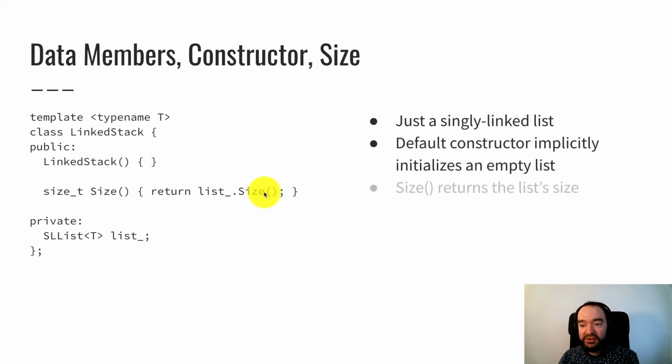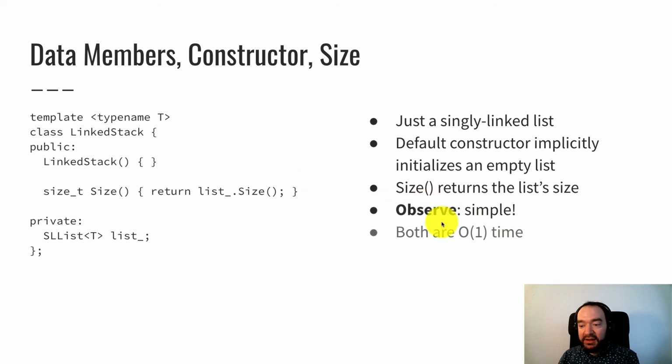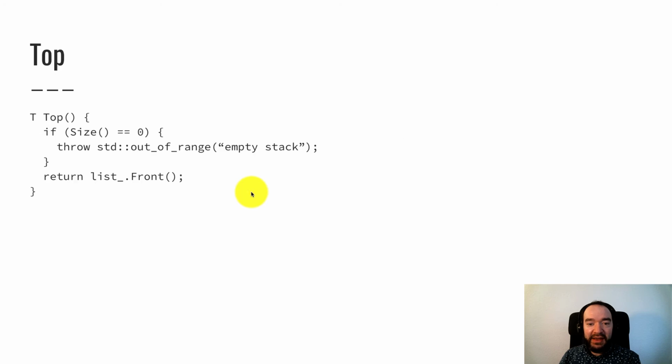And so these are one line, very simple functions that take constant time because they're just using singly linked list operations. And if you go back and check, the singly linked list constructor is constant time, as is the size operation on the singly linked list.